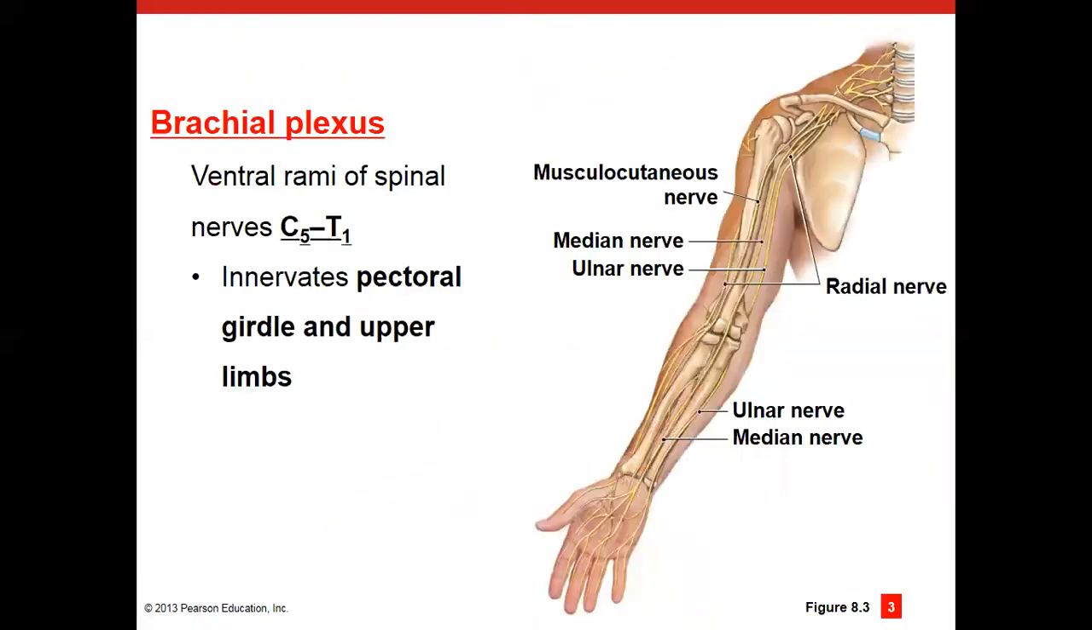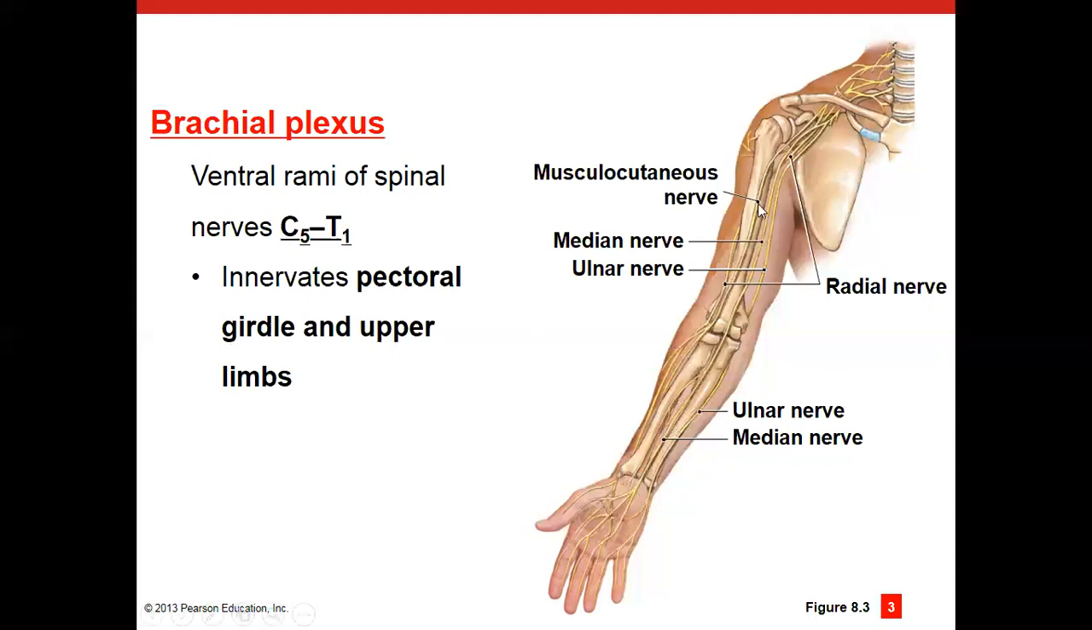The brachial plexus, again, it branches off of ventral rami from the spinal nerve. Remember, the spinal nerve branches to a ventral and dorsal ramus. But the ventral rami continue to branch and interweave, those nerves that branch off of the ventral rami from C5 to T1 and become the brachial plexus. And this brachial plexus innervates the pectoral girdle and the upper limbs.